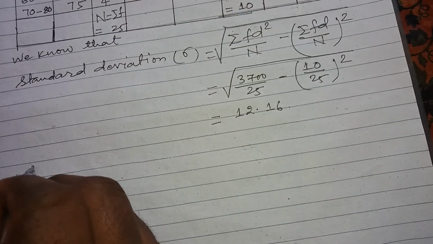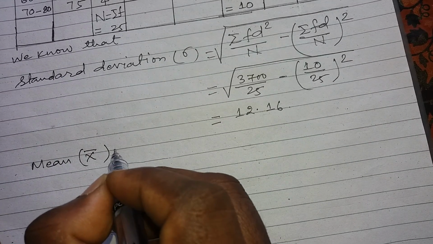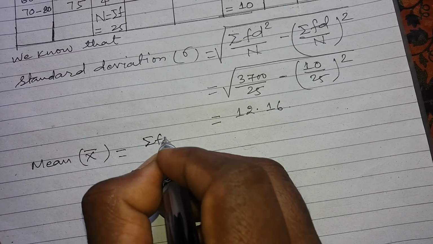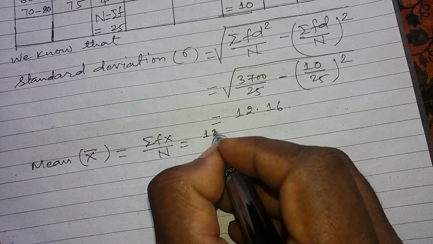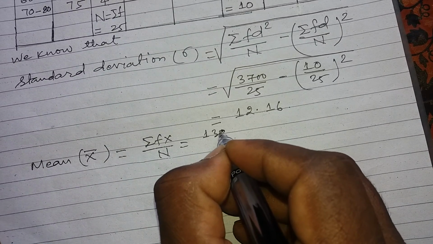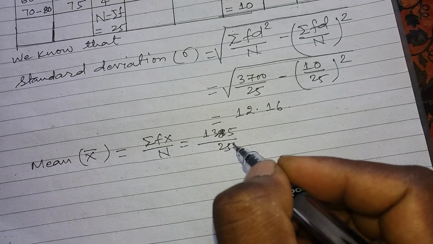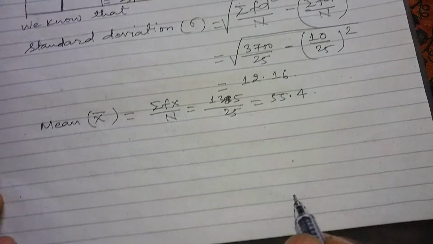So from here we will get the mean, the exact mean. The assumed mean doesn't work here, so we have to find the exact mean. The exact mean is summation fx by n. It is here 1385 divided by 25, so it is 55.4. This is the mean.